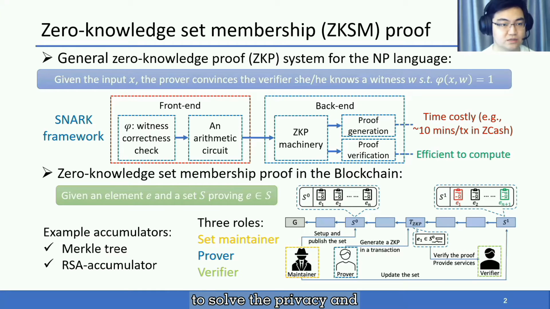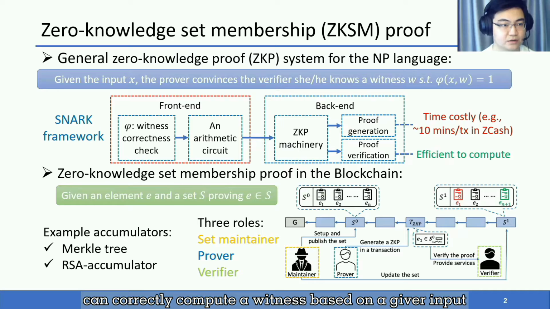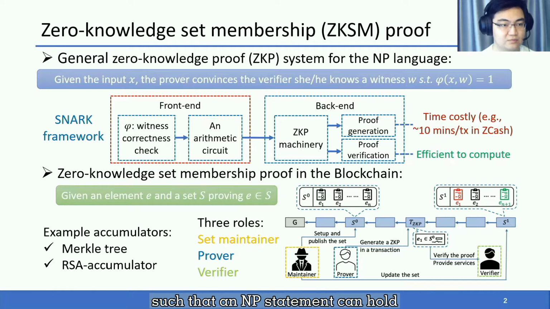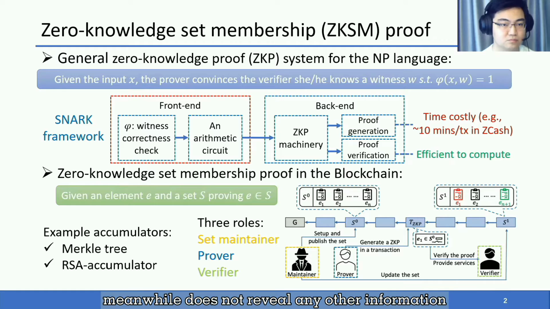To solve the privacy and scalability issues of the blockchain, the technique called zero-knowledge proof has been widely used, which is for a prover to convince a verifier that she or he can correctly compute a witness based on a given input, such that an NP statement can hold. Meanwhile, it does not reveal any other information.